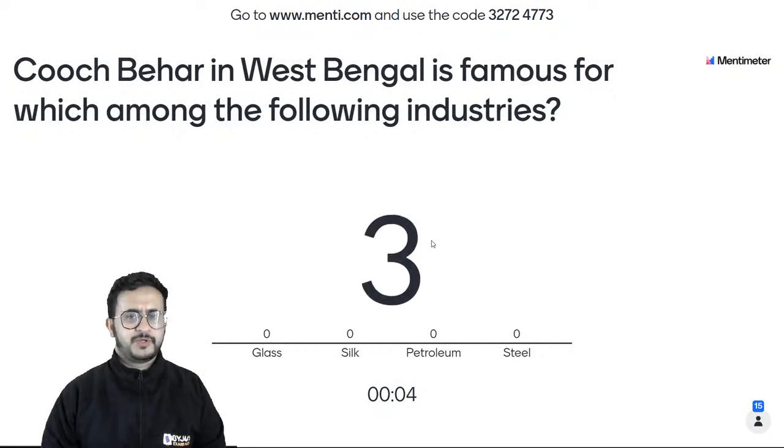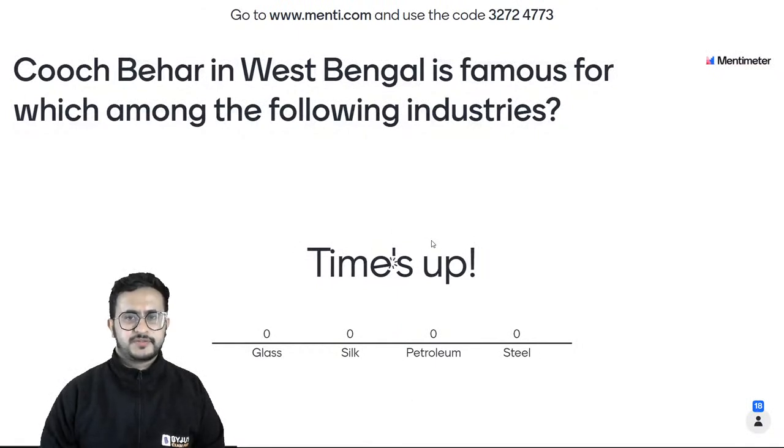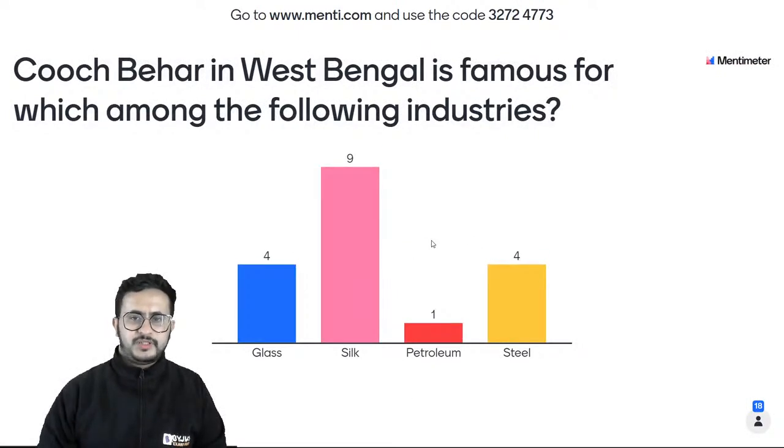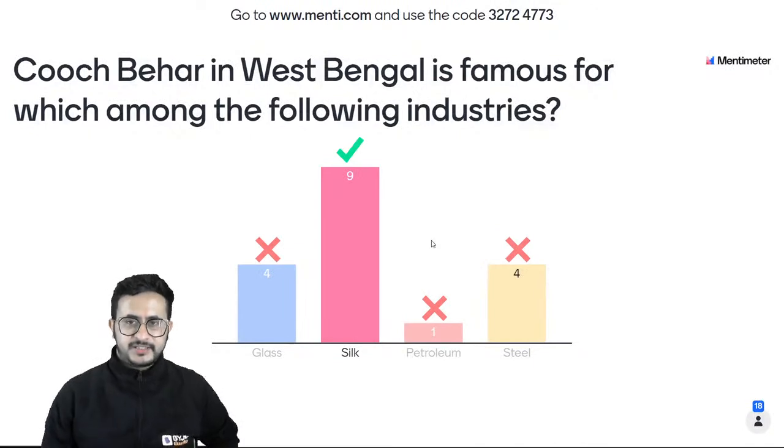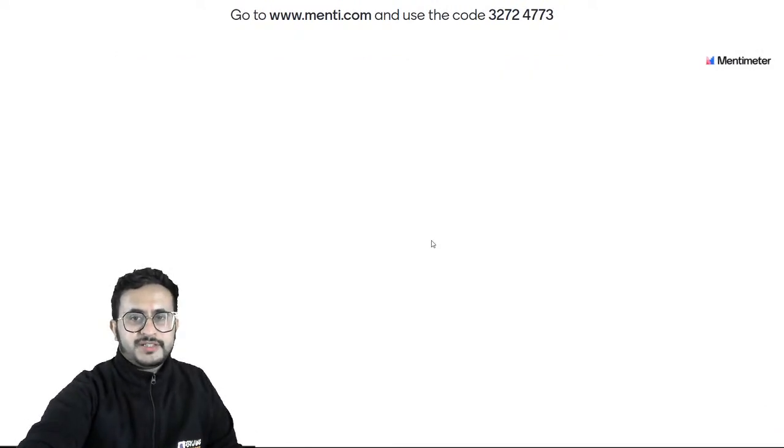Kuch Behar in West Bengal, famous for which of the following industry? Yes, the right answer is silk, and the majority, 50% of you got the answer correct. Okay, here's the next question.